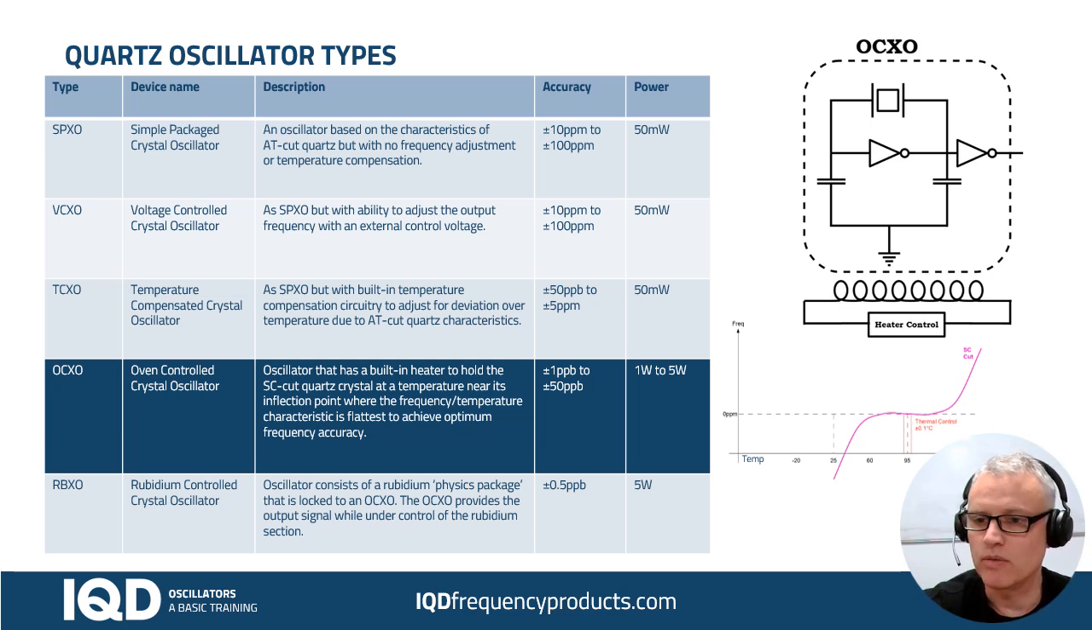The other thing we're going to do here for a high-end TCXO is we're going to shift to a different cut. So we talked about it being 35 degrees 15 minutes for the AT cut, and we had that blue line on the graph.